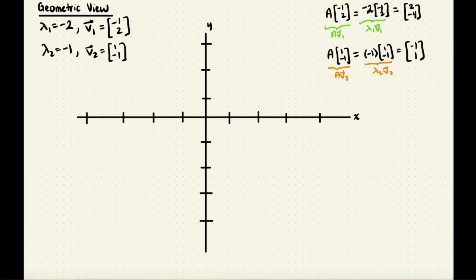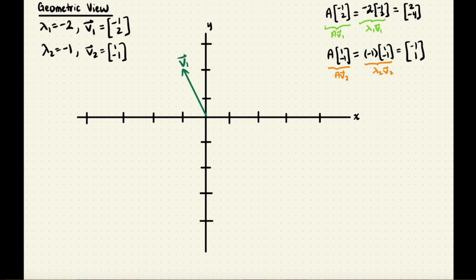And I want to kind of draw what's going on here. So let's draw what's going on with v1 first. So v1 is the vector negative 1, 2. So I'm going to go ahead and draw that here. I'm going to go over left by 1 and up by 2. I've got this vector, so that's v1.